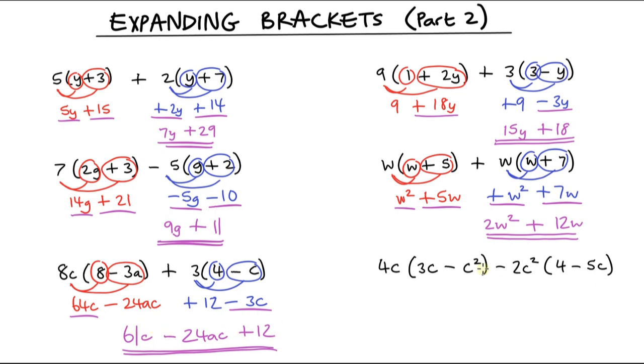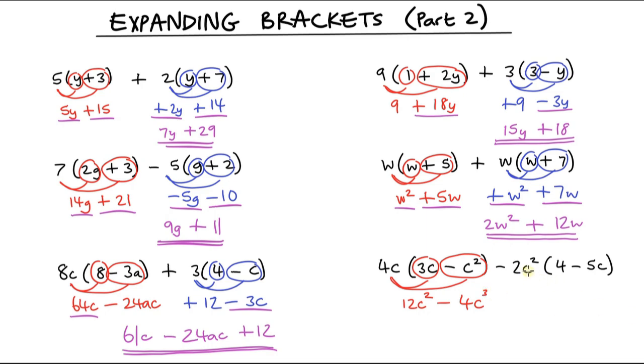Now, last but not least, this is probably the trickiest one of them all. So we've got 4c multiplied by 3c. Well, that's going to be 12c squared. And then we've got 4c times negative c squared. So it's going to be negative 4. And then c times c squared is c cubed.